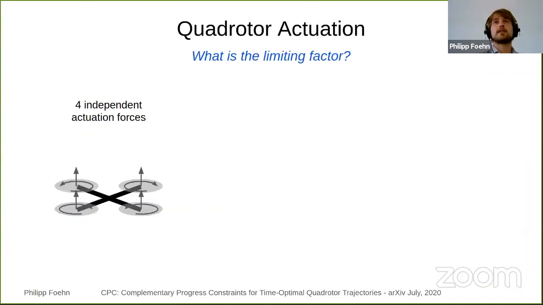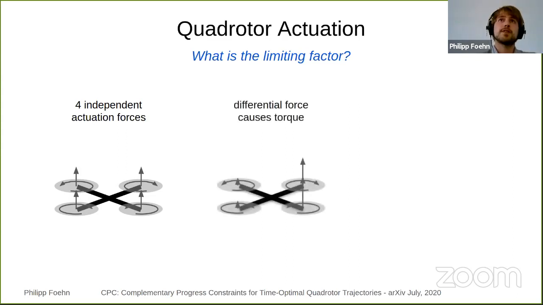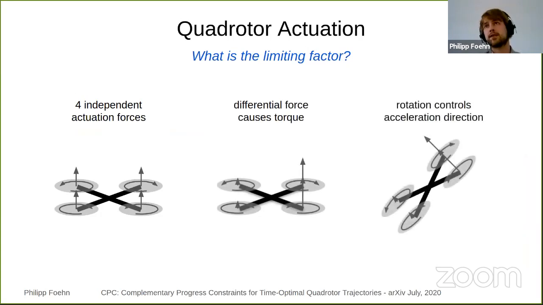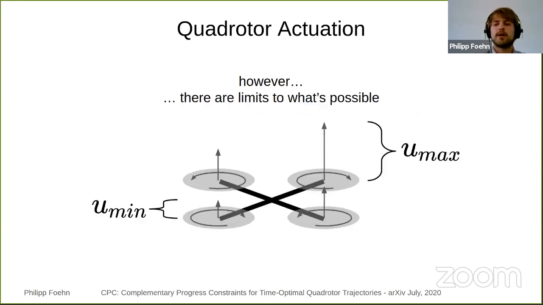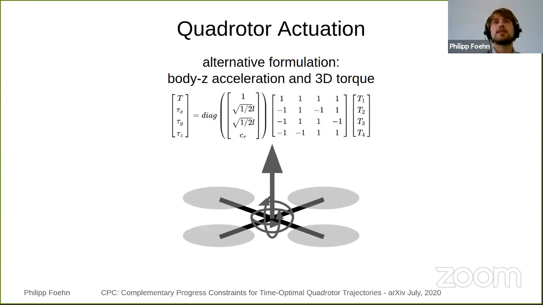Let's take a step back and look at what's actually the limiting factor in flying fast trajectories with a quadrotor. A quadrotor has four independent thrust inputs. If we apply a differential force, we can cause a body torque and generate some rotation that allows us to align the acceleration direction. However, our four actuators are limited. They have a certain minimum and maximum thrust they can apply. And we can reformulate the thrust into the collective thrust, which is the body z-direction acceleration that we can get, and the three-dimensional torque around the body.